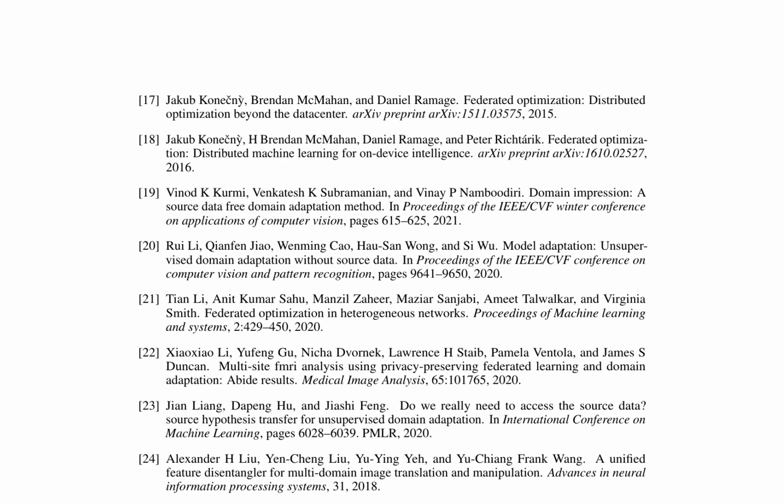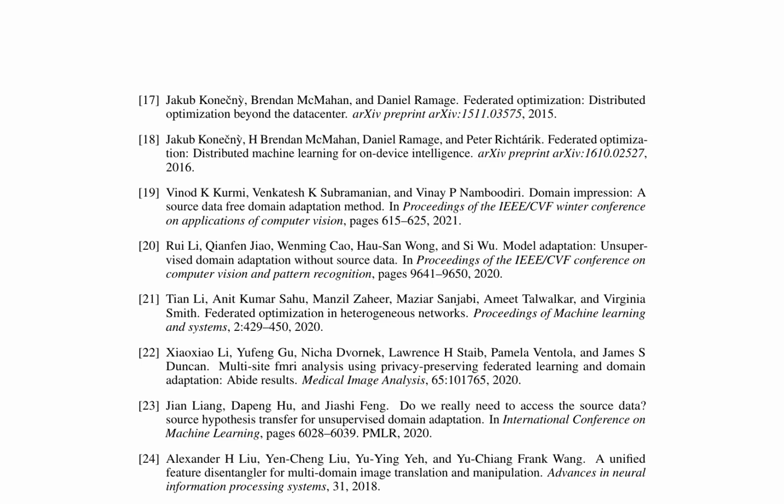This section of the research paper discusses various aspects of federated learning, domain adaptation, and privacy-preserving machine learning. It begins by citing several studies on federated optimization and its applications in distributed machine learning, 17, 18. The paper also references works on domain adaptation without source data, 19, 20, which is crucial for scenarios where access to the source domain is restricted.